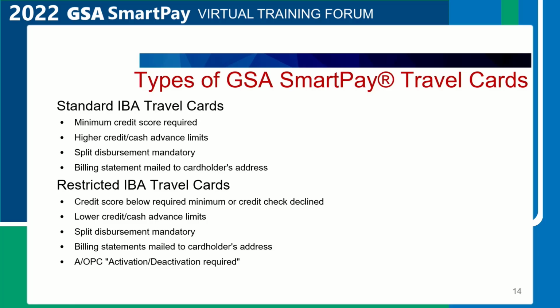So we have standard cards with IBA, and they require a minimum credit score of 660. The standard cards also have higher credit and cash advances. Then we have restricted cards in IBA, and they're issued to individuals whose credit score is below 660 or if a credit check is declined. These cards also have lower limits and may not have cash advance options.